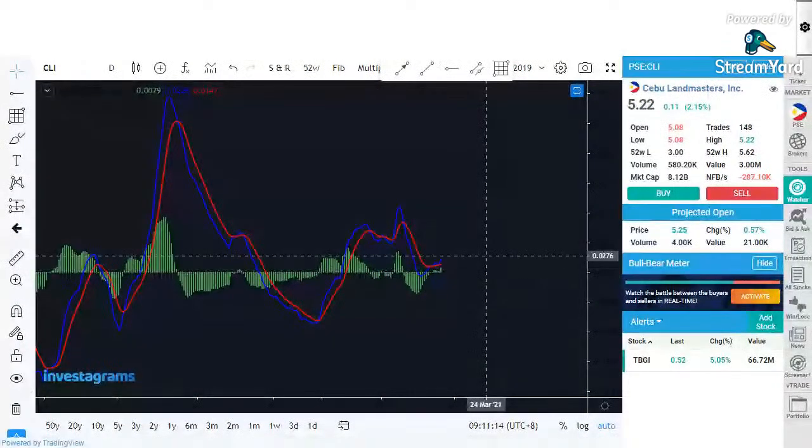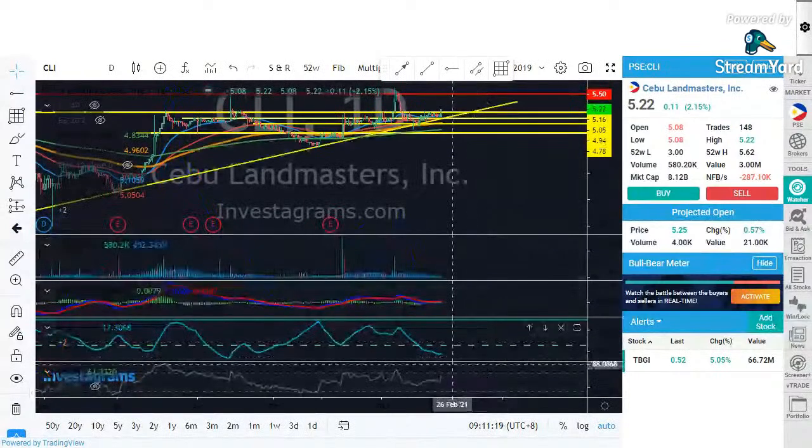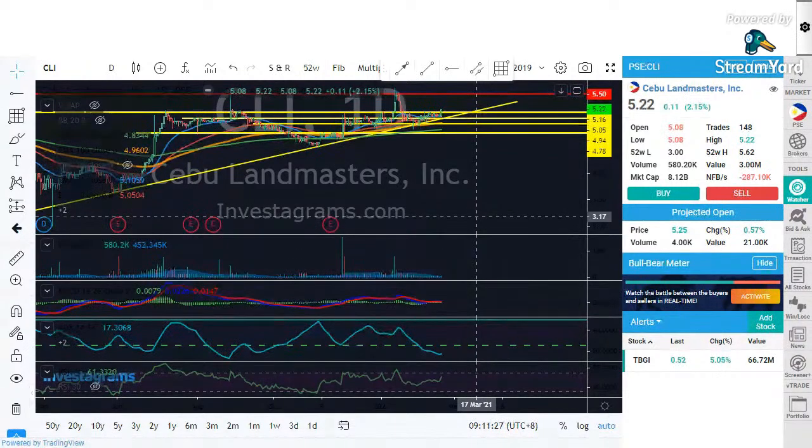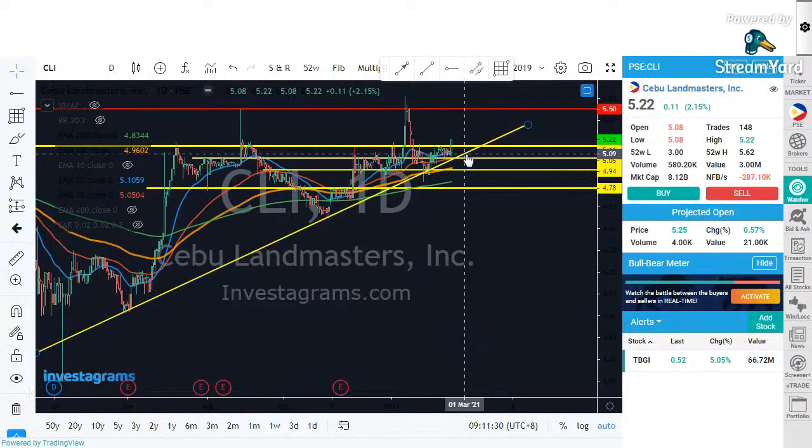But we see here that the ADX is below 25. So it means we need to watch the next resistance of CLI if there is a rejection. So if there's a rejection in that area, of course, if you bought at the bottom, you can sell it or take your profit. For me, I will take profit in the next resistance line. So for me, this is the next resistance area of CLI. This is the 52-week high of CLI.